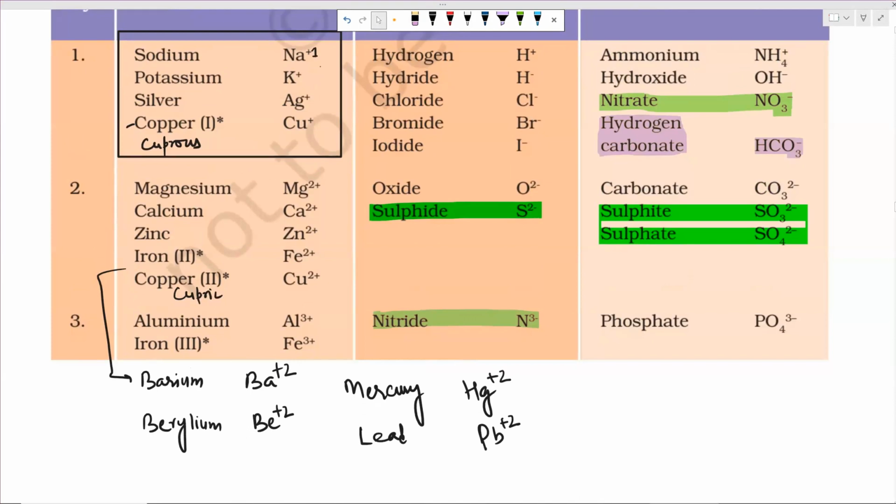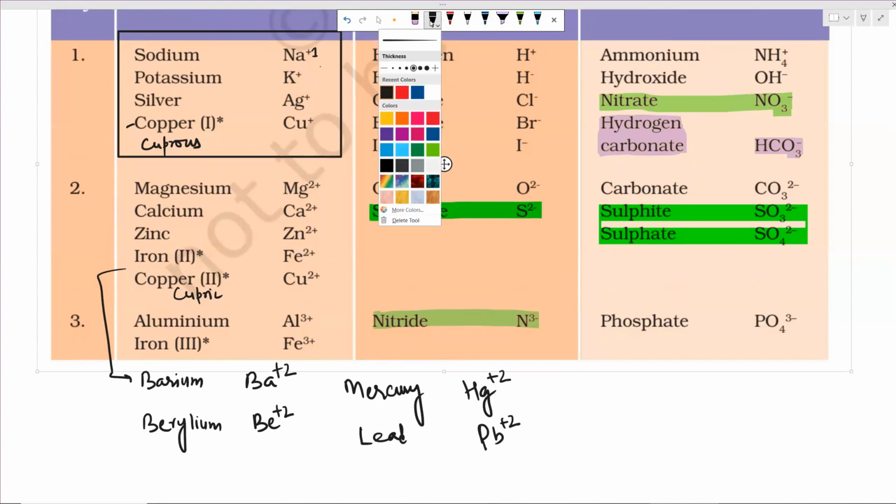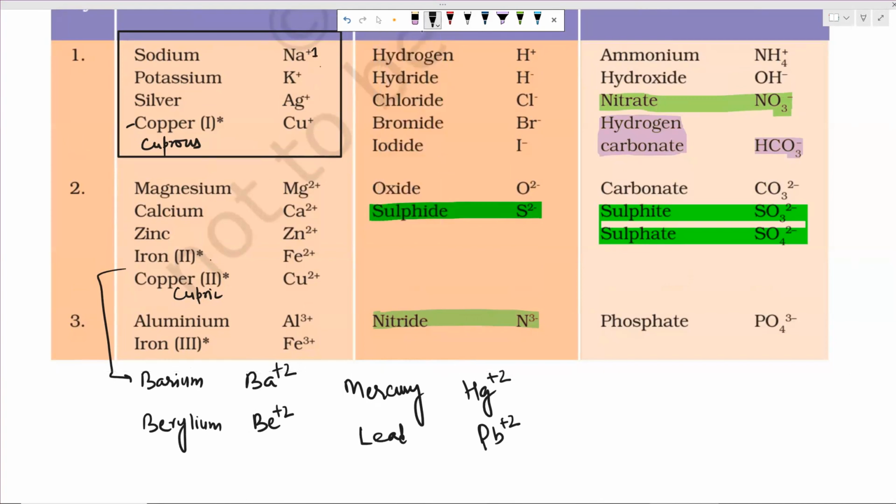Iron also has two valencies. When it is iron with valency 2, then its name is ferrous. It is ferrous. And when it has valency 3, iron is known as ferric. Ferric.